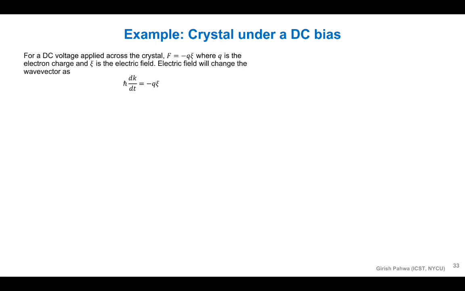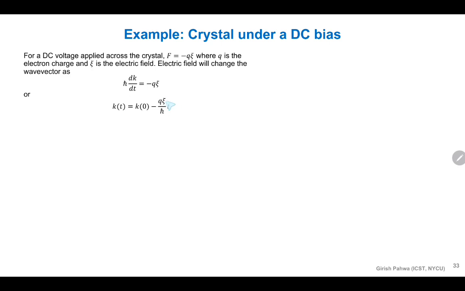If I have a function whose differentiation is a constant, it means that function is linear. So what do I get? I get this linear relationship between k and time. You can integrate both sides from 0 to some time t. So k(t) will be equal to k at time t equal to 0 minus q times the electric field divided by h bar, times t. So it's a linear function of the time.